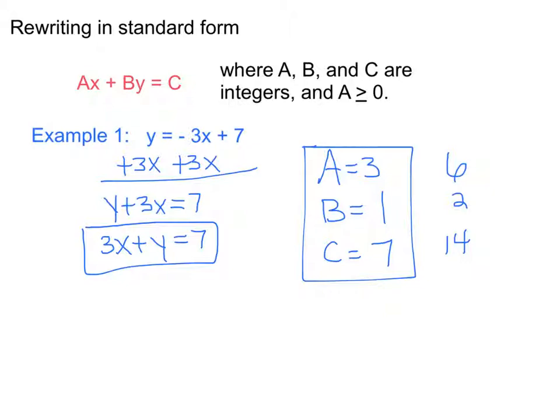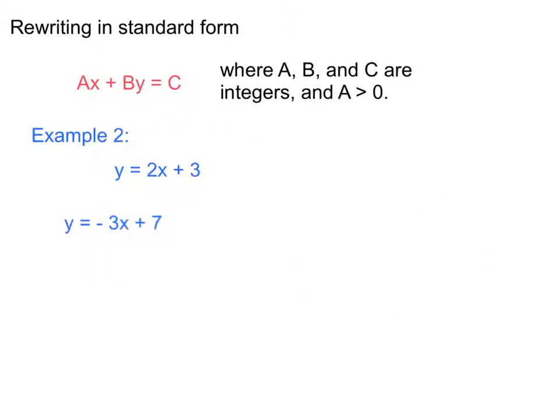So let's do another example. This is another simple, straightforward example, so if you're doing okay with these so far, then I would skip ahead to the next example. But for this one, again, we need to get the term with x on the left side. So I'm going to subtract 2x from both sides. And then I get -2x plus y is equal to 3.